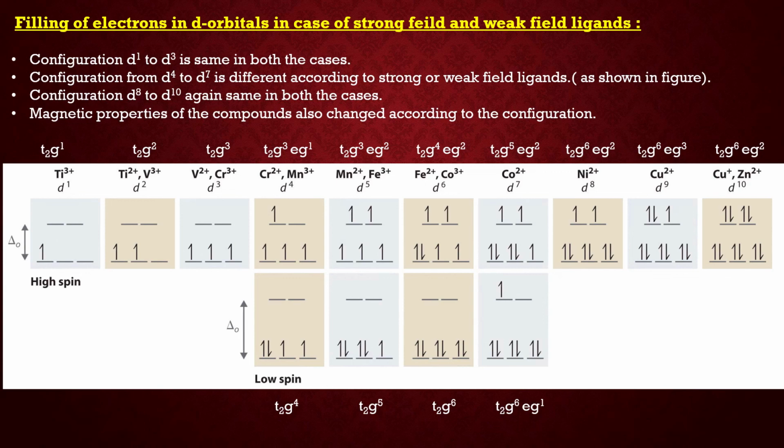First, I am taking for strong field ligand. For strong field ligand, the CFSE is more, so the excitation of electron does not take place and the electrons pair up in the t2g orbital. So the configuration is t2g4. Now, if we talk about the weak field ligand, then the CFSE is less, so the pairing energy is more, hence the electron moves to the eg orbital and the configuration is t2g3 eg1.